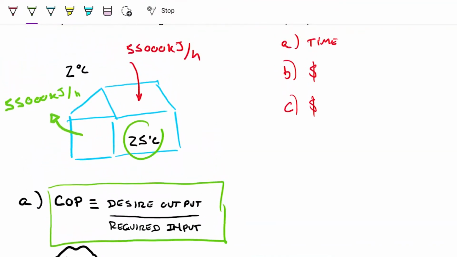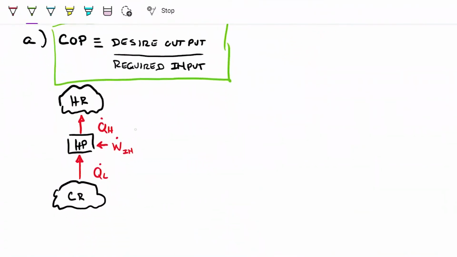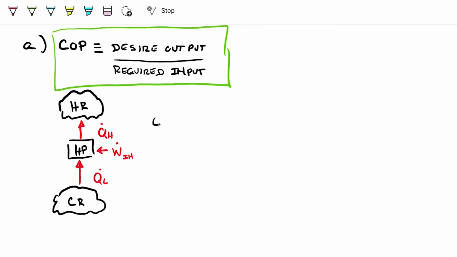Remember that our home is at 25, outside is 2. My desired output is to maximize the amount of energy going into the hot reservoir. So my desired output is to maximize this guy here, what I called QH for hot. And my required input is whatever energy I need to give for that to happen, this guy here. We know this COP is 4.8 or something, but we don't know yet this amount of energy.